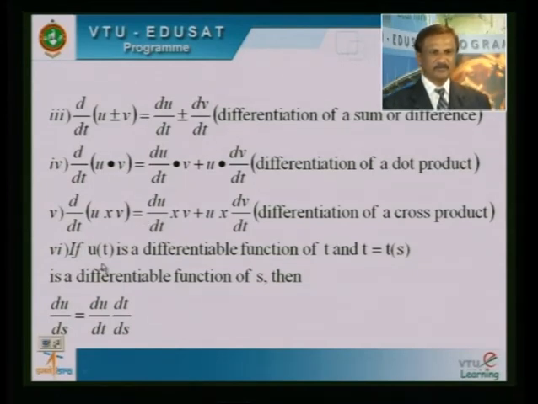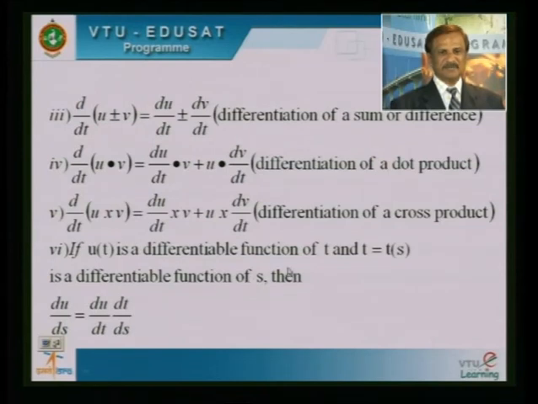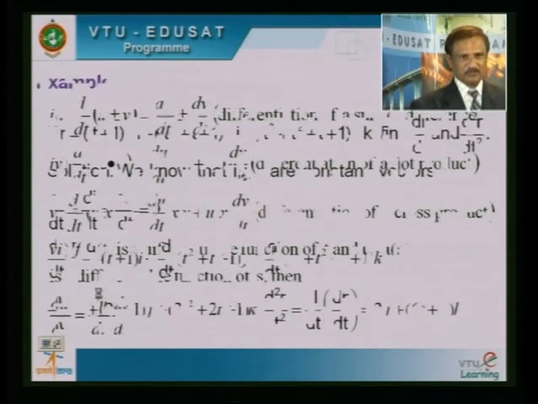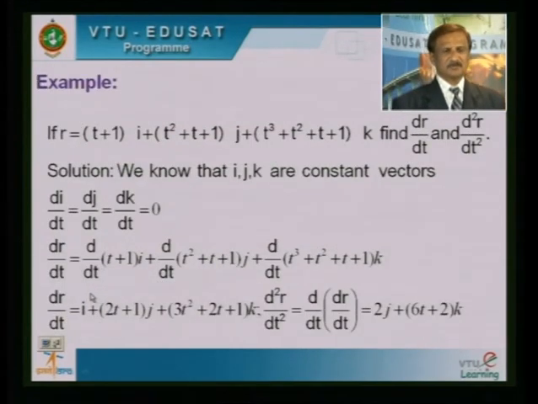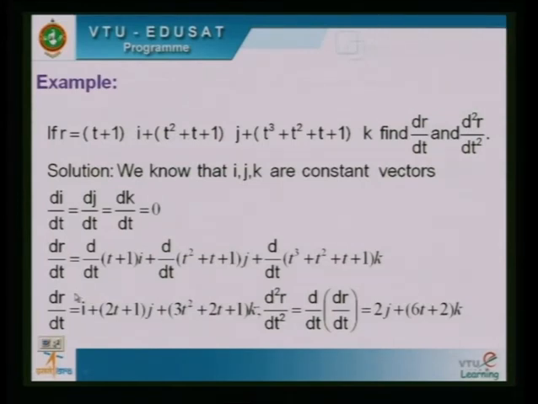Or sometimes, if u of t is a differentiable function of t, and t is a function of s. Is it clear? Here u of t is a differentiable function and t is a function of s. In that case, how do we calculate the derivative with respect to s? You can use the chain rule: du by ds is equal to du by dt into dt by ds. By using this formula, I hope you can calculate. So friends, I hope we have observed all the standard formulas in differentiation.